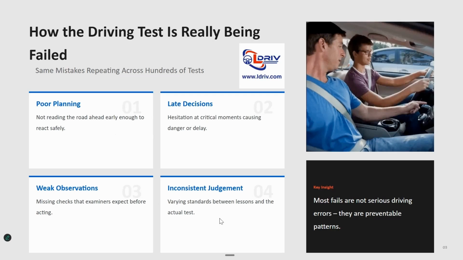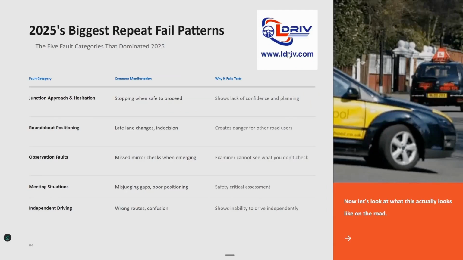That's the big problem. Next, the gap between standards in lessons and the actual test, and inconsistent judgment. That has to do with experience, and with you doing a lot of work to get yourself ready for your driving test. Inconsistent judgment means you haven't worked out the speed of the vehicle that's approaching you, and that could be an observational fault. You're not judging the speed at which the vehicle is coming, and then you cut in front of the vehicle.